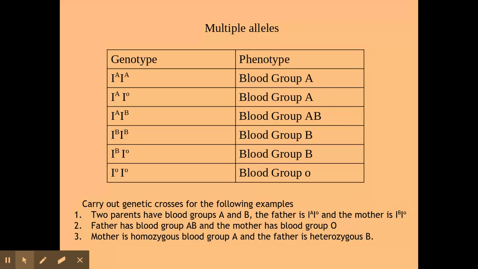So here I've got multiple alleles. I've got IA, IO, and IB. And different combinations of these alleles can produce different phenotypes.